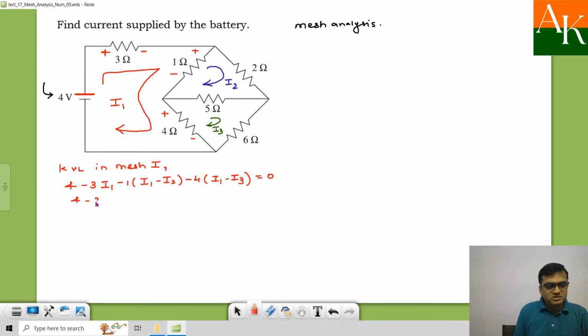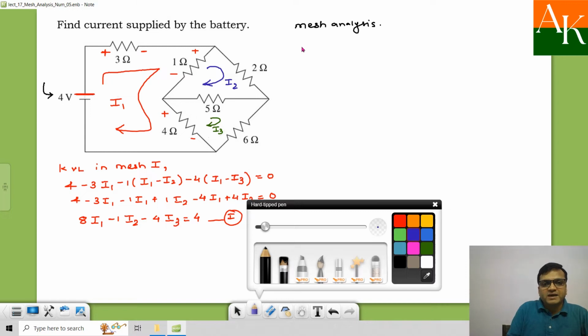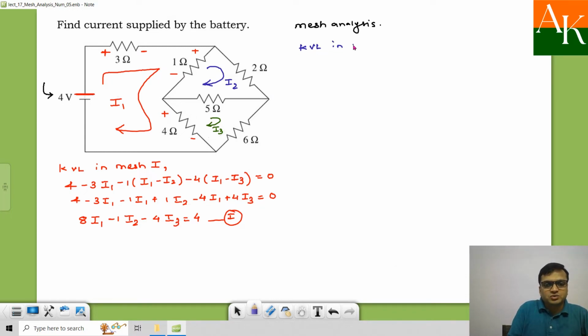So we need to solve this. 4 minus 3 I1 minus 1 times I1 plus 1 I2 minus 4 I1 plus 4 I3 is equal to 0. I will arrange the terms in a nice format. I prefer the coefficient of I1 to be positive, and that is what I call a nice format. So 8 times I1 minus 1 time I2 minus 4 times I3 is equal to 4, and this is my equation number 1.